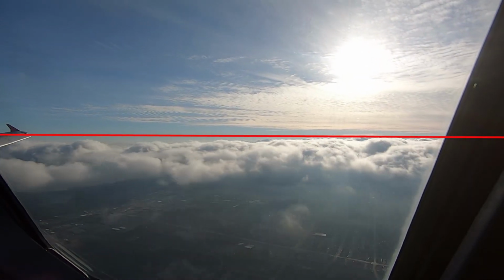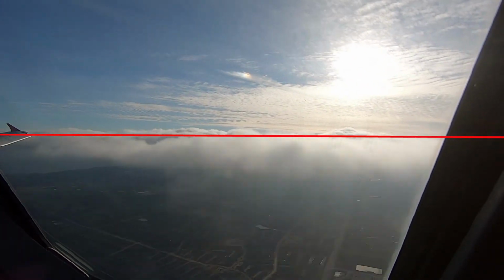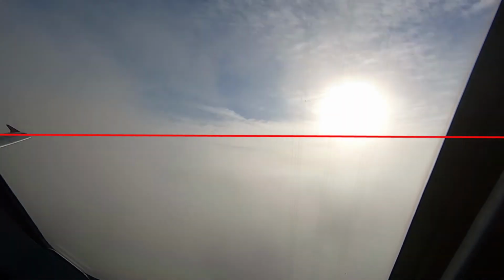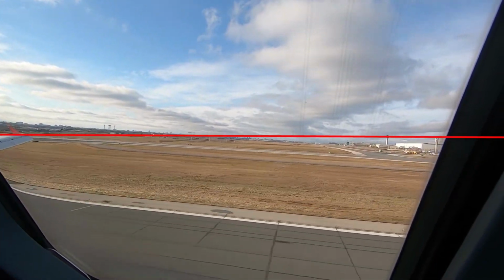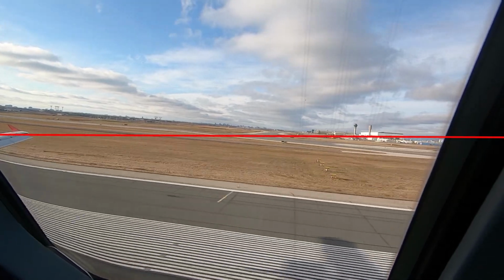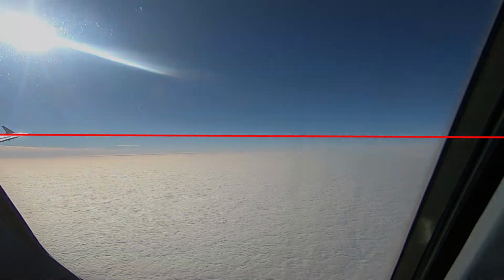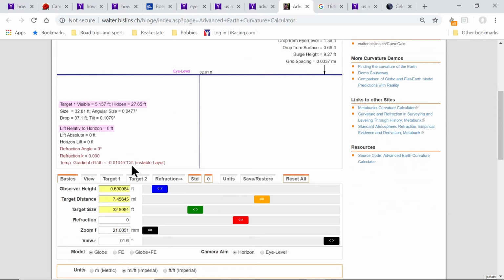Today we're looking at the Earth's curvature and how you can see it from the airplane window. We're going to be looking at some video footage I shot from the airplane, and we're going to be playing around with the advanced Earth curvature calculator. This advanced curvature calculator has two models. It has the globe and the flat Earth model, and then you can combine both.